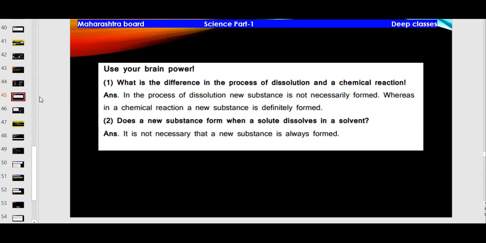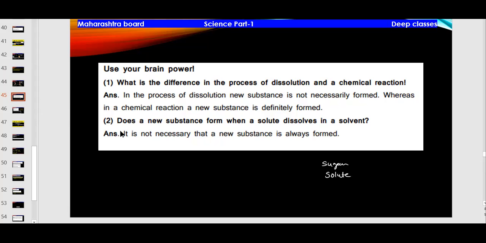Now use your brain power. What is the difference between the process of dissolution and a chemical reaction? In the process of dissolution, a new substance is not necessarily formed. Whenever we say dissolution, a new substance is not formed, whereas in a chemical reaction, a new substance is definitely formed. Second question: does a new substance form when a solute dissolves in a solvent? What is the meaning of solute and solvent here? Suppose you are making a sugar solution, sugar becomes the solute.